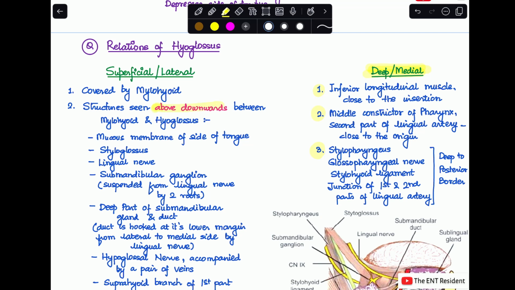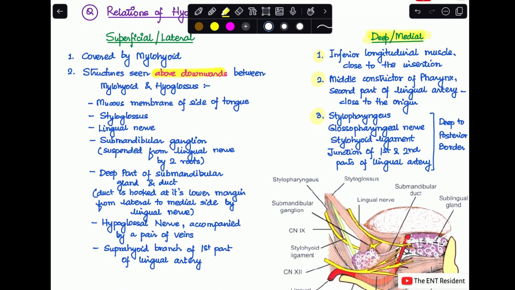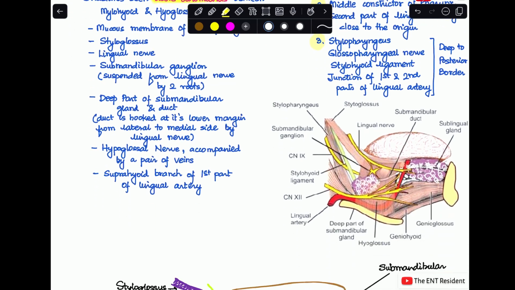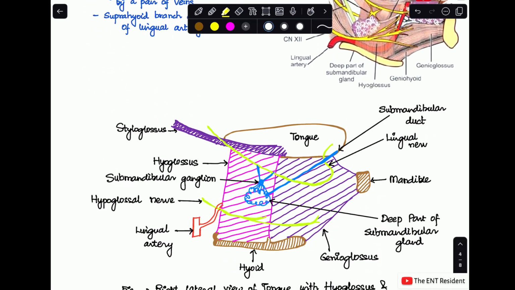So, you have to remember the direction. It's from above downwards between these two muscles. These structures are the mucous membrane of the side of the tongue, the styloglossus muscle, the lingual nerve, the submandibular ganglion, which is suspended from the lingual nerve by two roots, the deep part of the submandibular gland and duct, the hypoglossal nerve, which is accompanied by a pair of veins, and the suprahyoid branch of the first part of the lingual artery. I'll show you in the image over here.